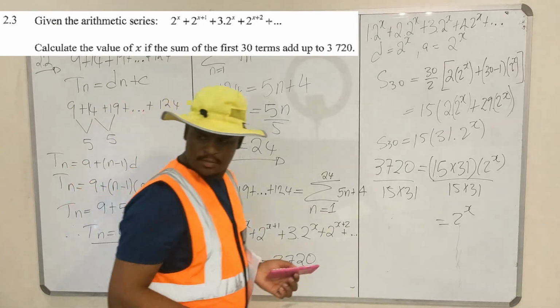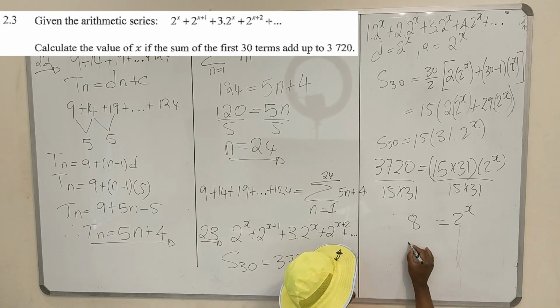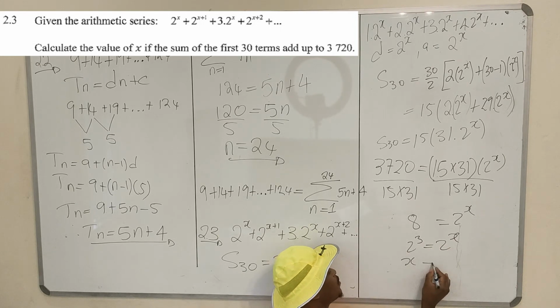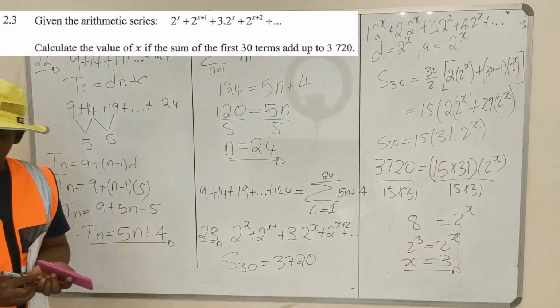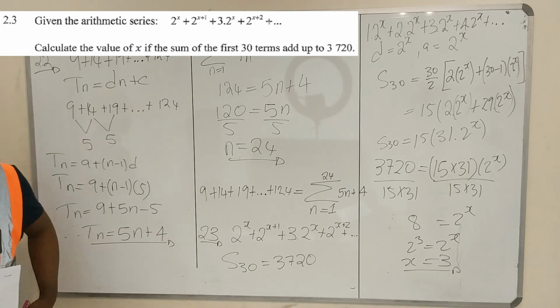It's 8. Okay, 8. Calculate it. Which is 2 raised 3 is equal to 2 raised x, which is x is equal to 3. So your x should be 3.